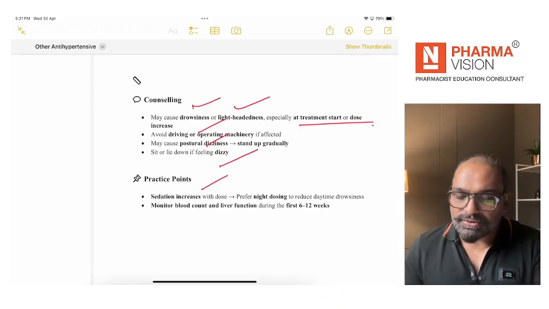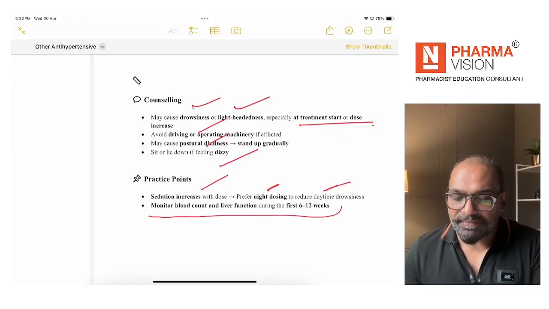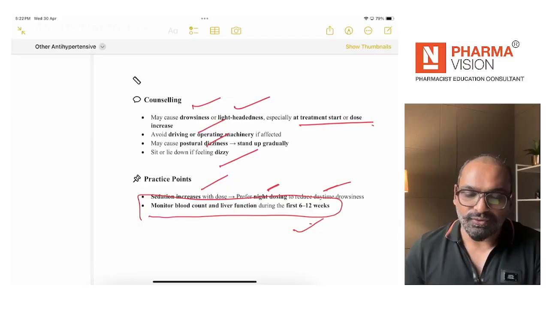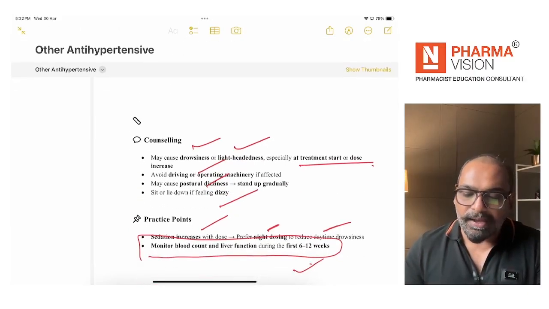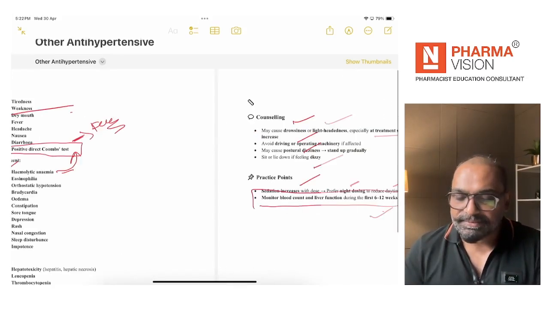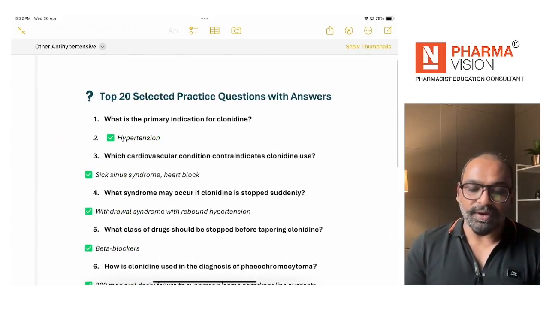Sedation increases with the dose, and a night dose is preferred, because if you take vasodilatory or this kind of medication at night, you might minimize the daytime drowsiness. Monitor blood count and liver function during the first 6 to 12 weeks, so that problems like hemolytic anemia can be minimized. Okay, done. And now some questions that we have to quickly go through.